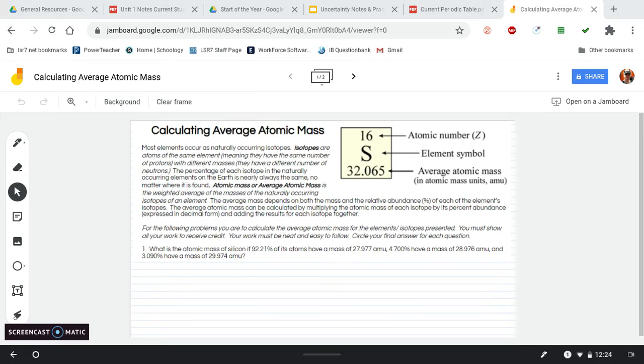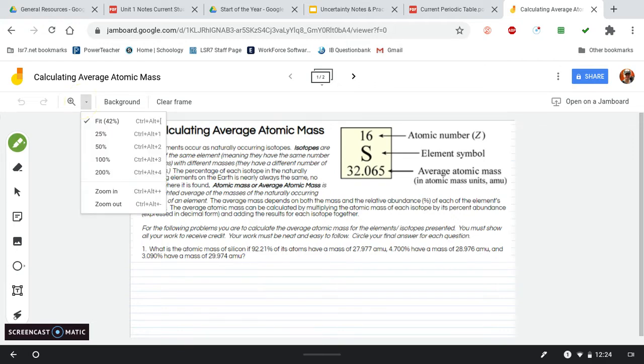Okay, we are looking at something new today. This is a math concept where you're going to be figuring out how to understand one of the pieces of the periodic table. And so the piece that we're talking about is right here. Make this a little bit bigger.